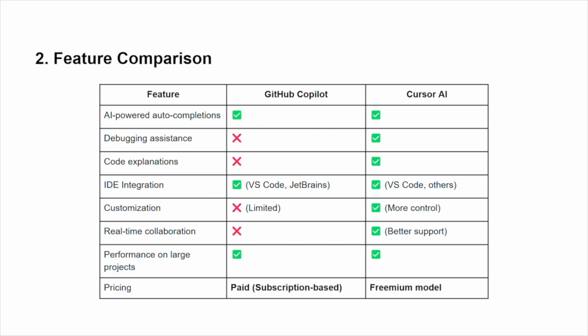Both tools provide AI-powered code completions, but Cursor AI stands out because it also offers debugging assistance and code explanations, which Copilot does not. Both tools integrate with IDEs like VS Code, but Cursor AI allows more real-time collaboration and customization, making it more flexible for developers who want tailored suggestions. One of the biggest differences is pricing. GitHub Copilot requires a paid subscription, while Cursor AI follows a freemium model, making it more accessible to developers who want to try it before committing.